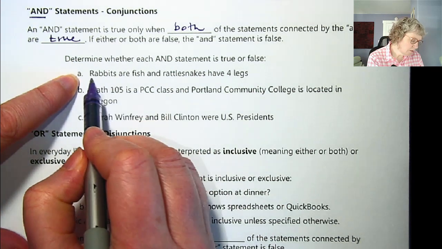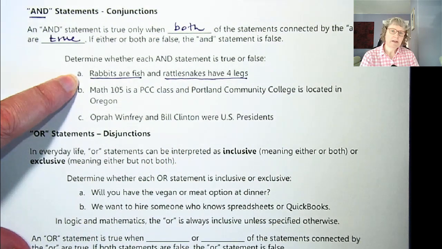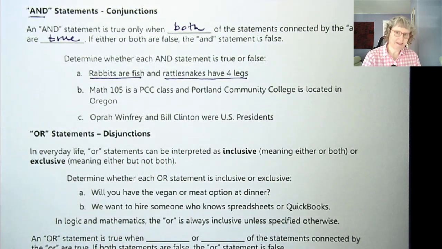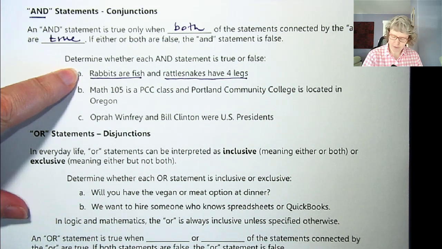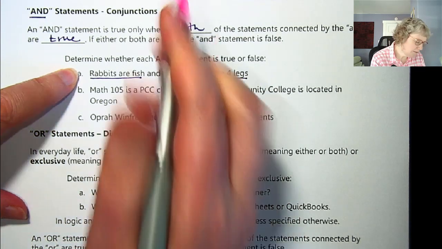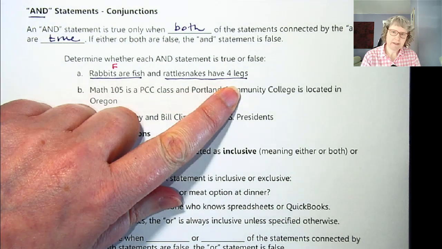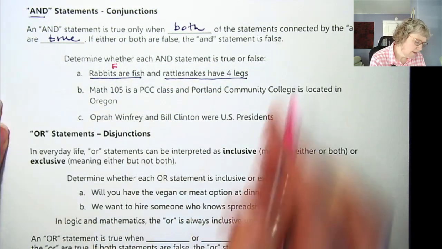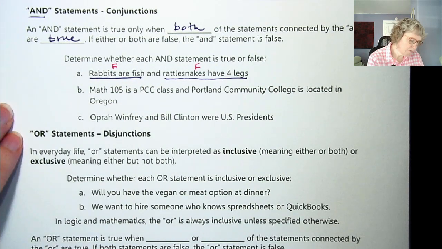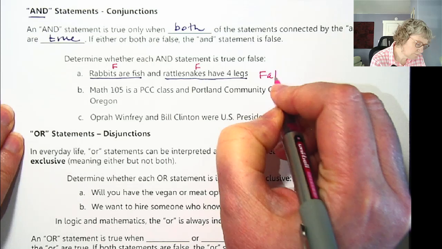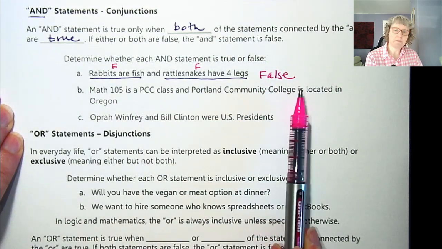Rabbits are fish. I'm going to underline them. Rabbits are fish and rattlesnakes have 4 legs. It can be helpful to look at each one first and then look at the compound statement. Rabbits are fish. I don't think that's true, last time I checked. So I'm going to write a little f there. That's false. And rattlesnakes have 4 legs. No, I don't think they have any legs. So that is also false. So if both are false, this whole statement is false. To the right here is the value for the whole statement, the and statement.